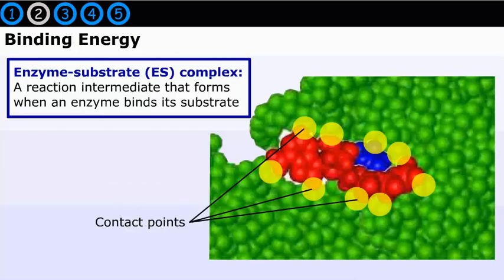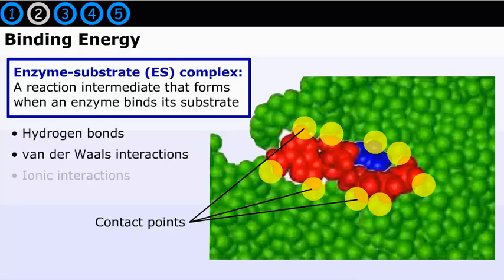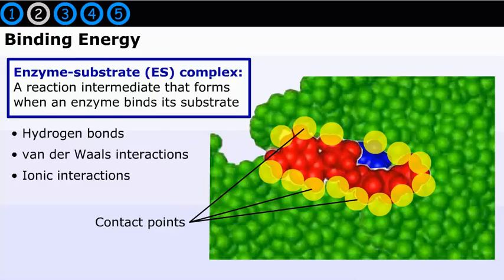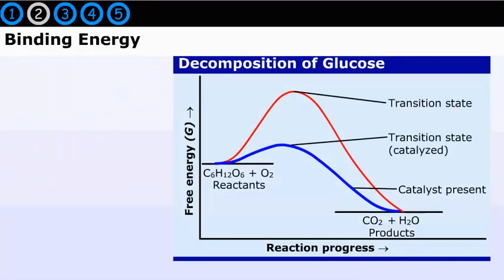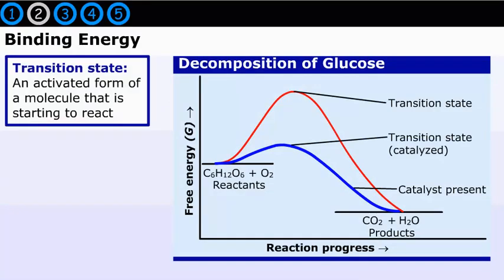The contact points or binding interactions between the enzyme and substrate result from hydrogen bonds, van der Waals interactions, and ionic interactions. More enzyme-substrate binding interactions form once the substrate has started to react. This occurs at the top of the hill and is called an activated complex, or transition state.